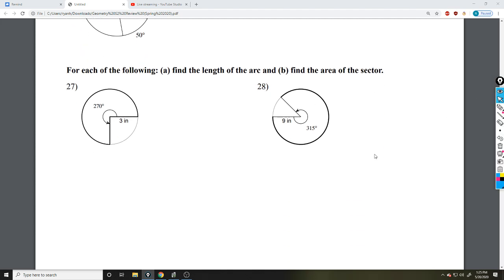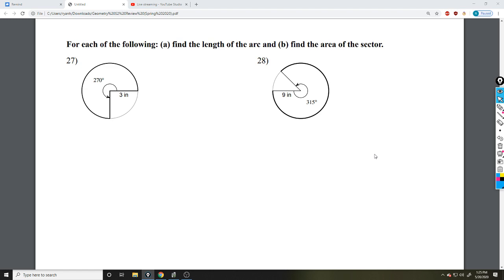Find the length of the arc, find the area of the sector. So here's how these are different. We're going to have exact answers this time. We're not going to round. All right. Length. We're starting with arc length equals part of the circumference.